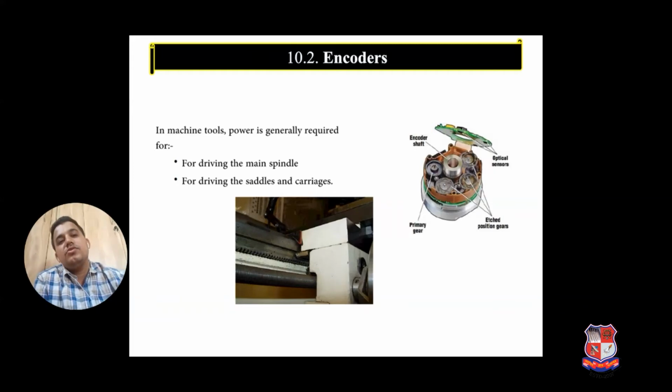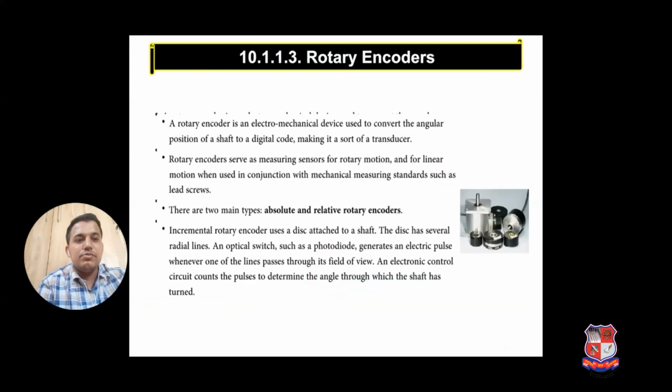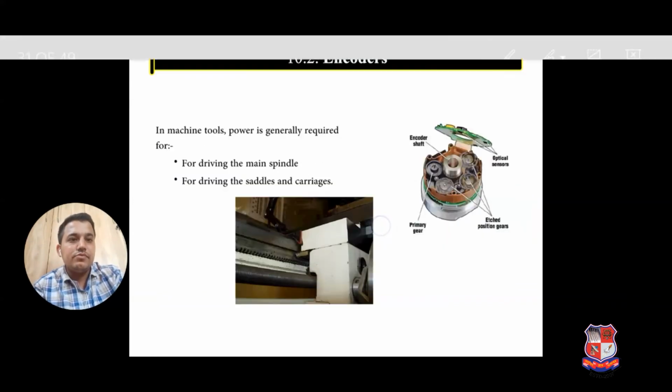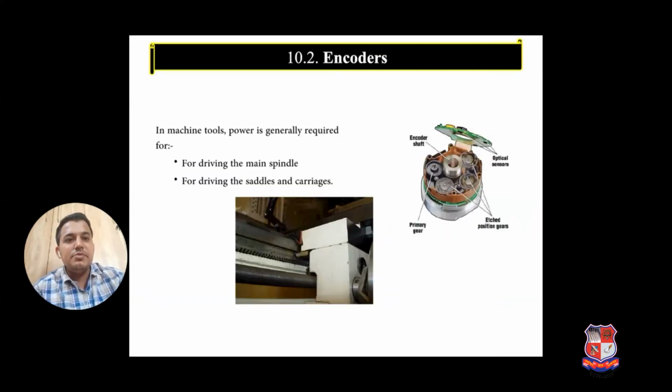Then encoders. So the encoder's role is very important in the CNC machine, because each and every feedback given to the machine control unit is given by the encoders. So basically today we have to learn the encoders, the linear encoder and rotational encoder. It is used for the main spindle as well as the saddle and the carriage motion purpose. Have you observed that the main spindle is the one in which we hold a tool.